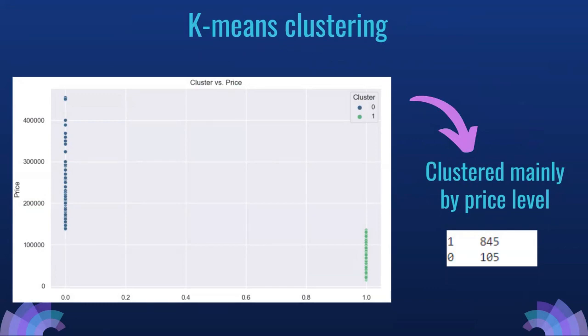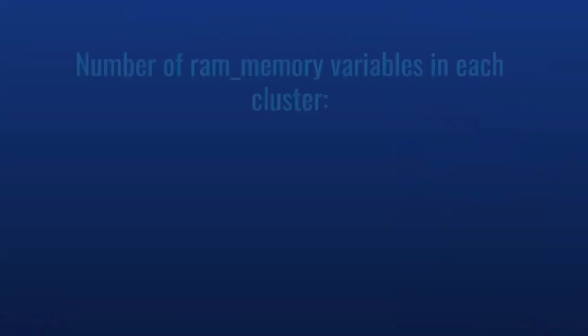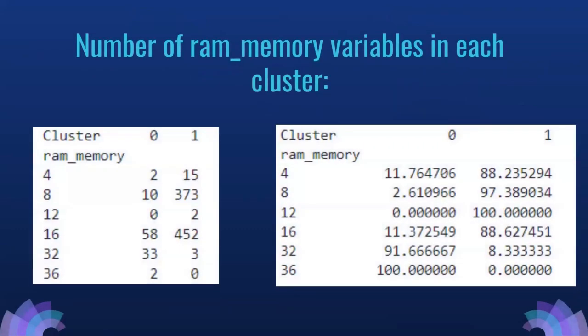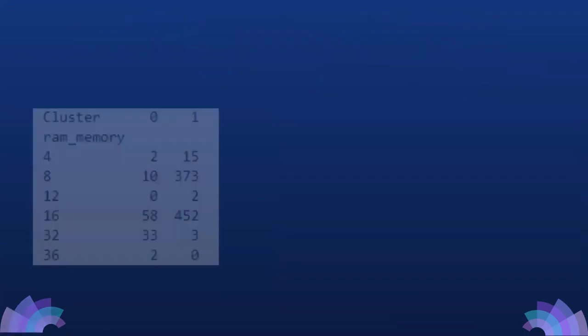We can see that the points are separated mainly by price, with cluster 0 consisting of higher priced laptops and cluster 1 consisting of lower priced laptops. There is 845 points in cluster 1 and 105 points in cluster 0. As you can see here from this information, in cluster 0, it consists mostly of laptops with 32 GB and 36 GB RAM memory, and the rest of it is mainly in cluster 1 based on the percentages shown above. So we can confidently support that RAM memory affects the price the most.